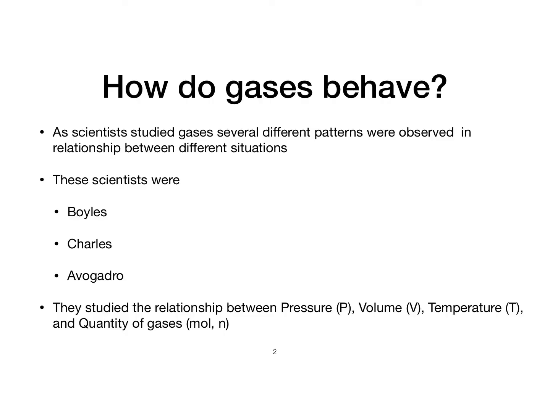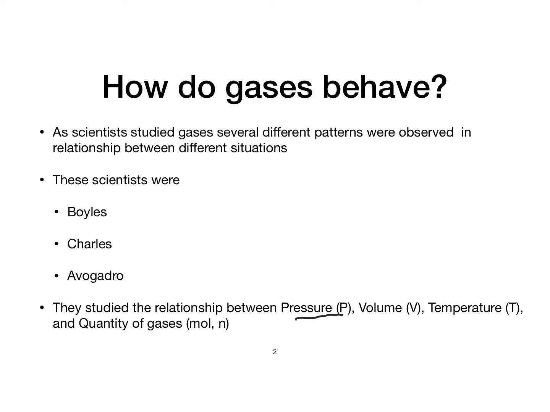So as we think about how gases behave, one of the things that really led to this was that there were scientists, Boyle, Charles, and Avogadro, who studied the relationship of different gases. And so they looked at gases under different conditions, varying different things.